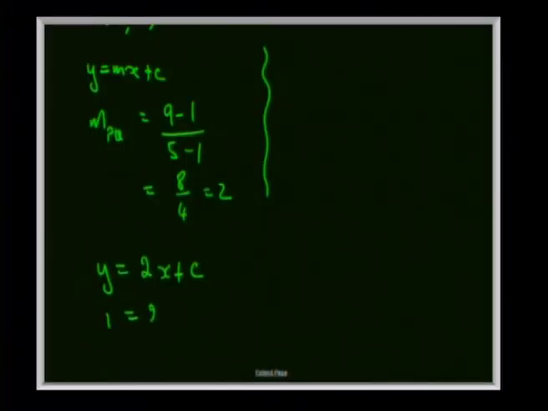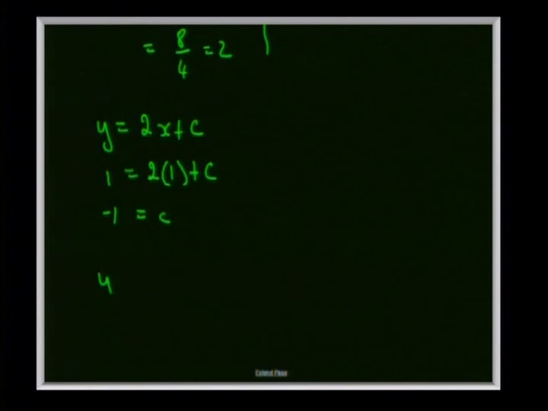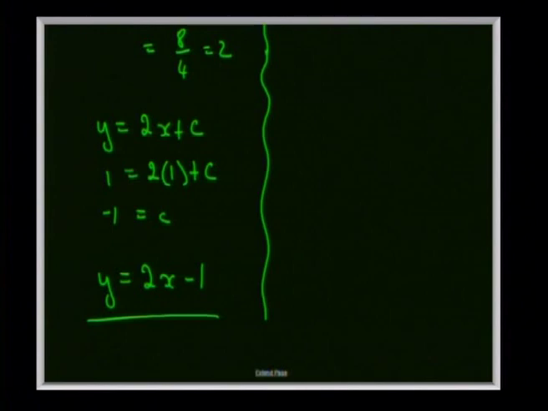So 1 is equal to 2 times 1 plus c, and working this out, we get that c is negative 1. Writing this down, y is equal to 2x minus 1. And there's the equation of our line. We worked out the slope, the m, the gradient. We put it into the equation, we substituted in our point, and we tidied it up. We made it look pretty at the end.